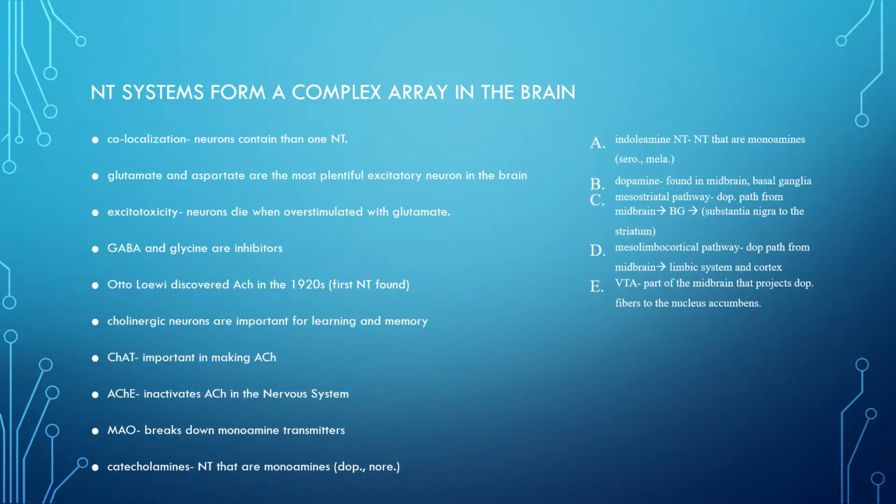Okay, so we got a bunch of vocabulary words for this slide. Co-localization is when neurons contain more than one neurotransmitter. Glutamate and aspartate are the most plentiful excitatory neurotransmitters in the brain. Excitotoxicity: a neuron dies when overstimulated with glutamate. GABA and glycine are inhibitors. And then a reminder from last chapter that Otto Loewi, our friend, was the first person to find a neurotransmitter, and that was acetylcholine.